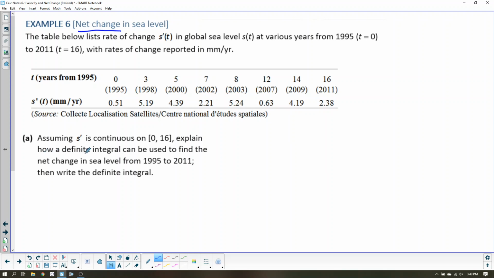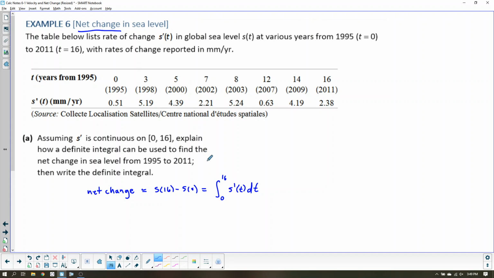And this says, explain how the definite integral can be used to find the net change. Well, I mean, there's not much to explain here. We know that net change, by definition, is s of 16 minus s of 0. And we know also that this can be written as the integral from 0 to 16 of s prime of t dt. This definite integral is equal to the net change in sea level rise.